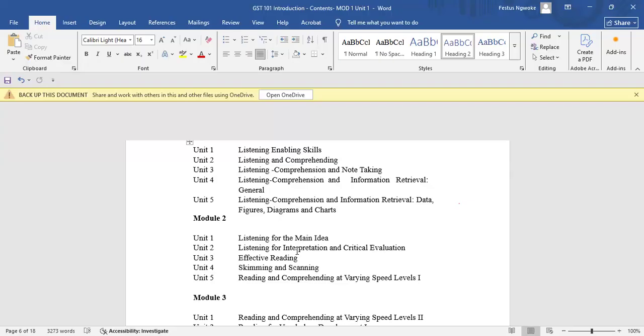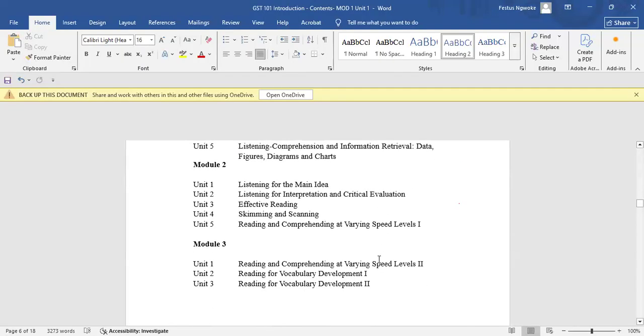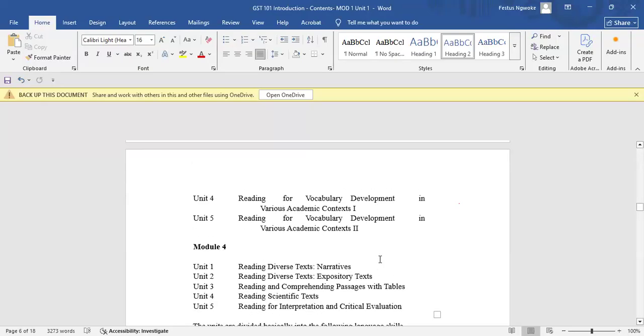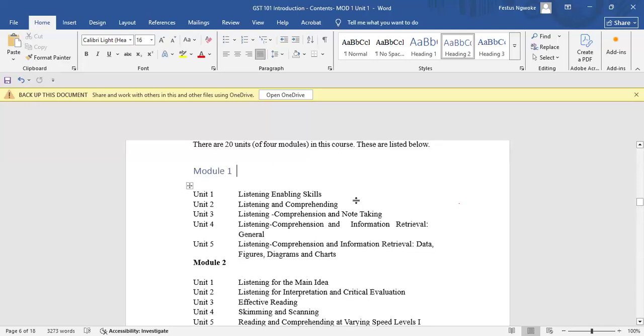In other words, by implication, it is obvious to me, having gone through it now, that this course is going to dwell much on two key language skills. Which are these key language skills? That is listening, as we have started, and reading. Listening and reading. Ordinarily, we have 4 language skills.